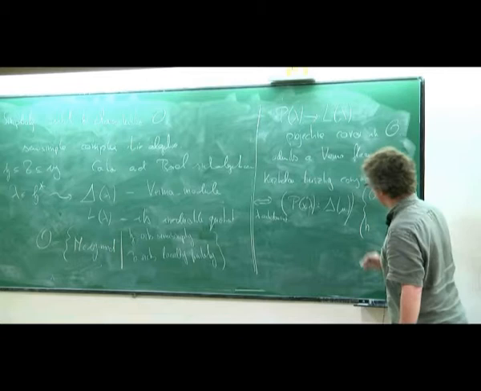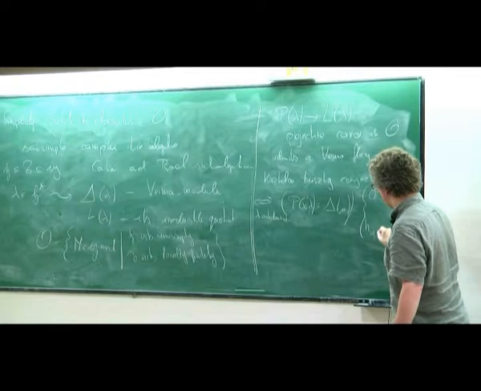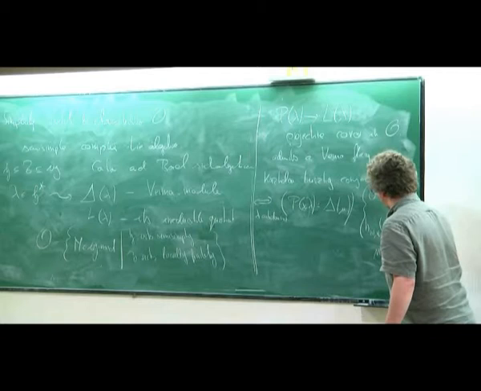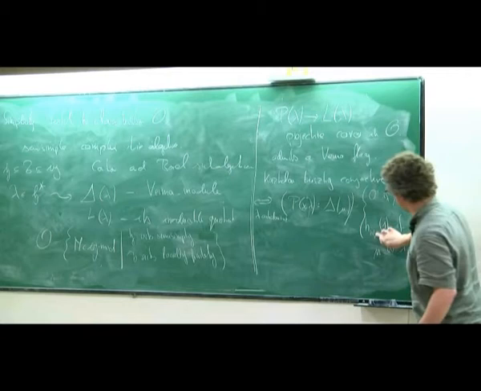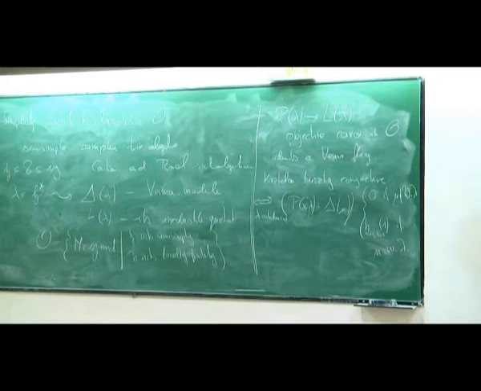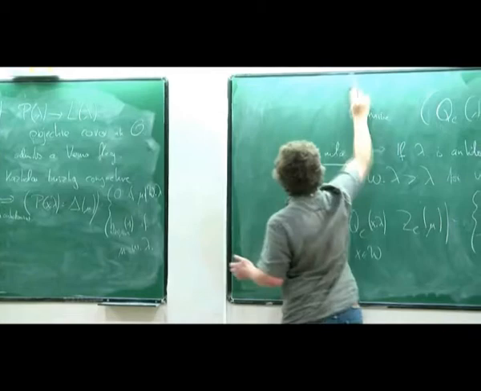Namely, it should be h_{w,x} evaluated at 1 if mu equals w dot lambda. Maybe we have to add the w_0 here. Just a technical remark. So everything is as in the modular case. And now let me describe Soergel's proof of this conjecture.